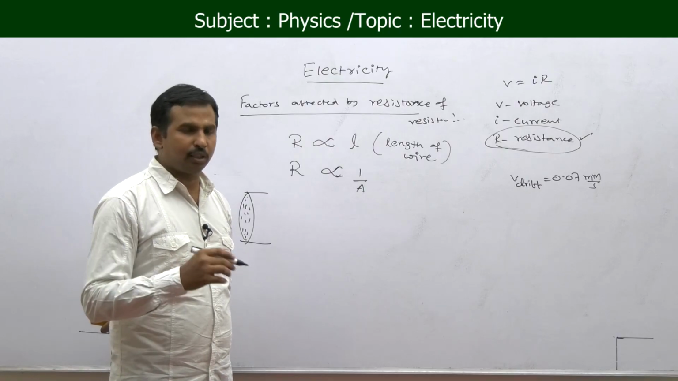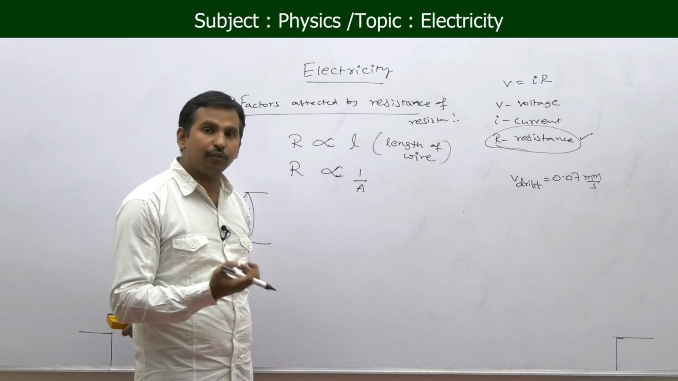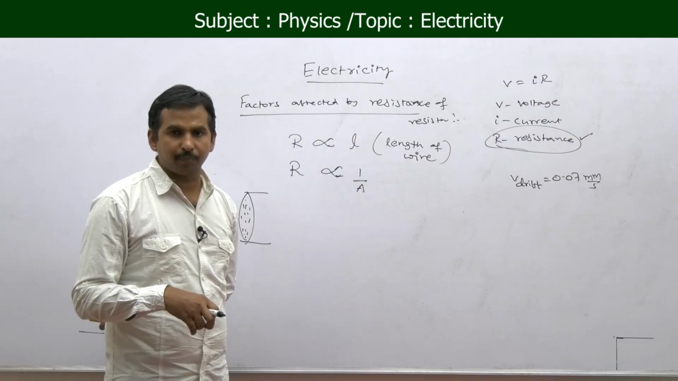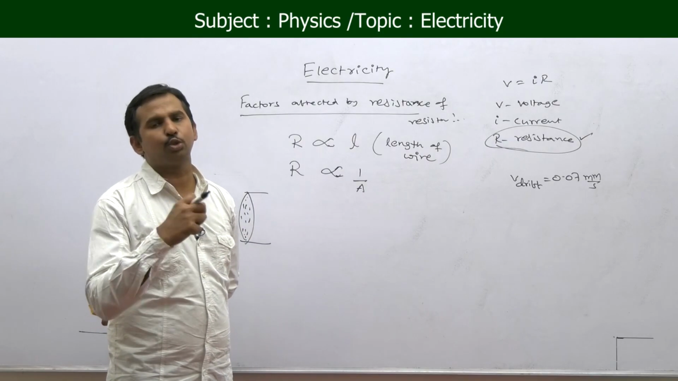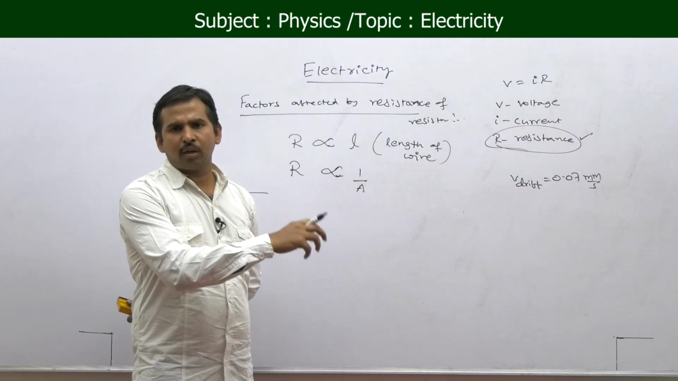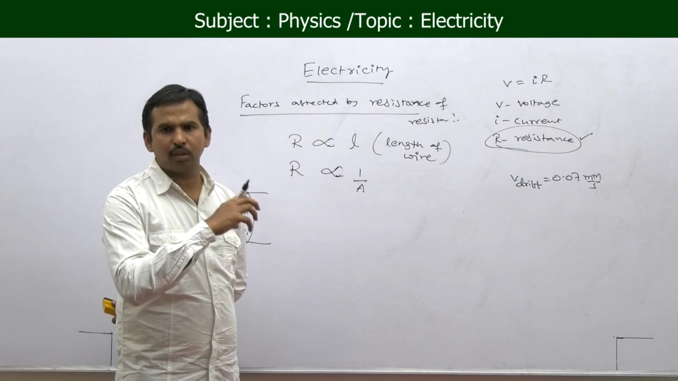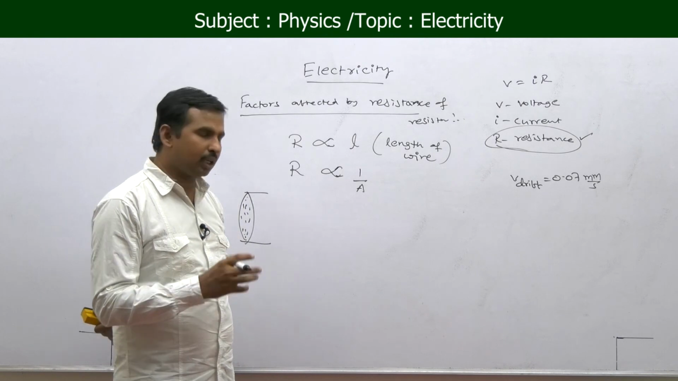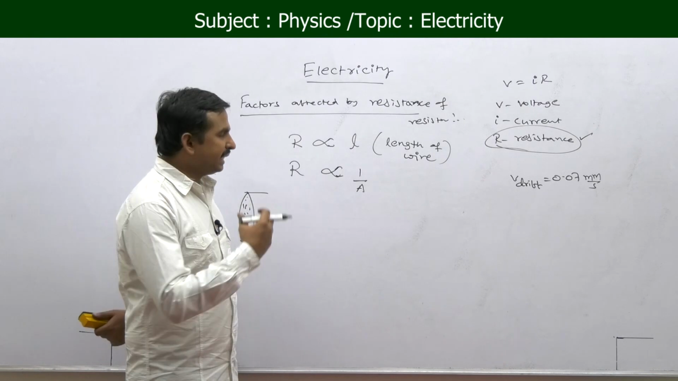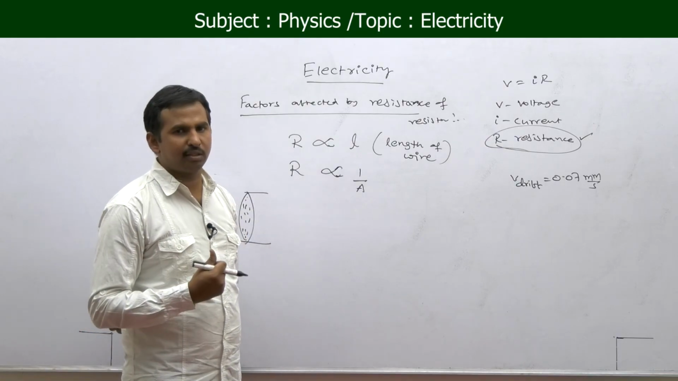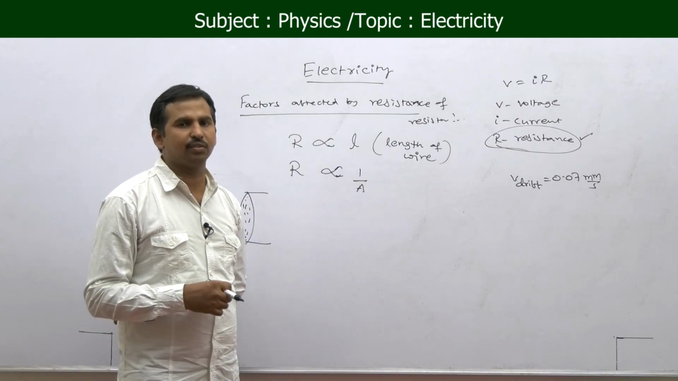But still, as more negative charges are present, more electrons have a chance to pass over the positive ions through the lattice structure. So that is why in this case we get more current, which means the resistance is gradually decreasing when you increase the thickness of the wire.